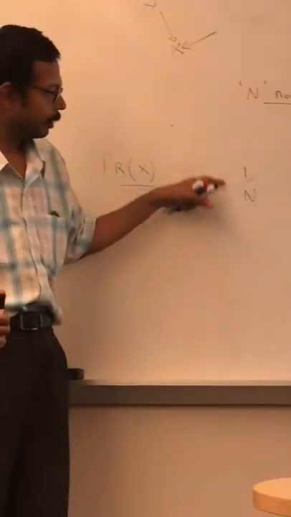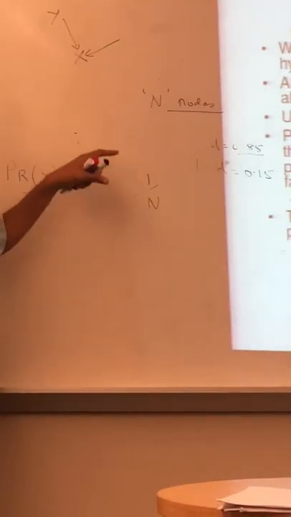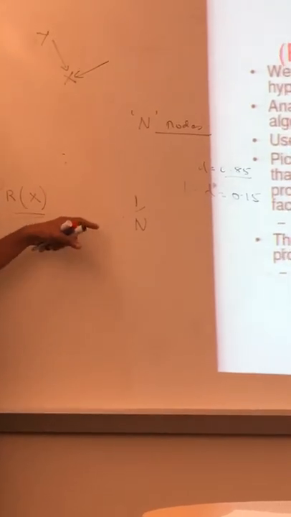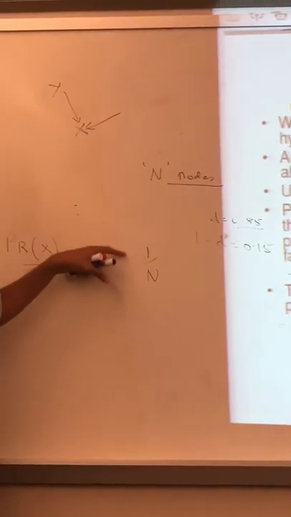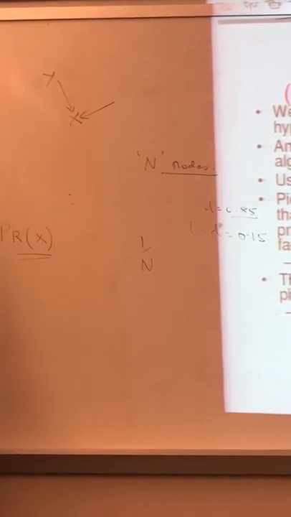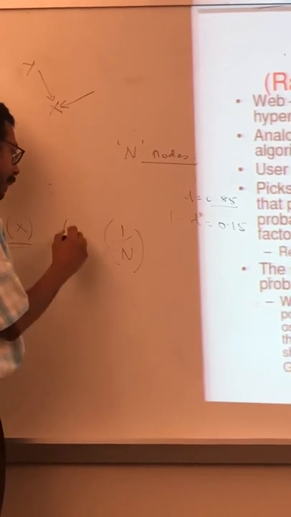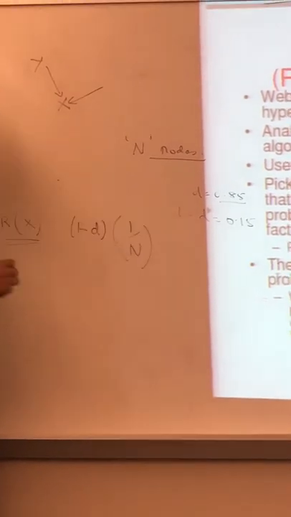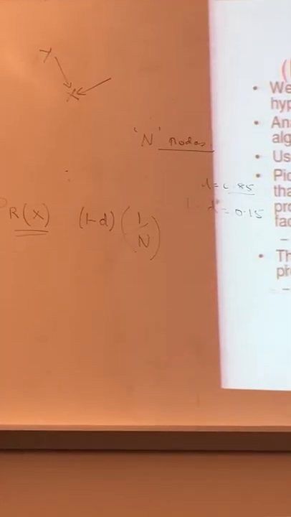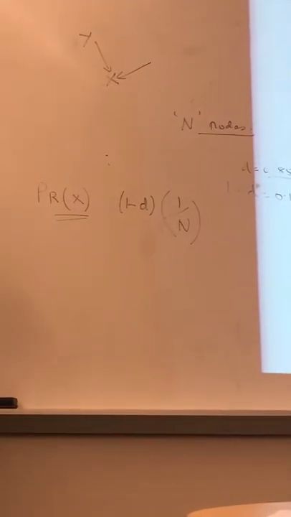So this jumping to a random page, this is the probability. Once you decide to jump, this is the probability that you will jump to a particular page, page X. Now, what is the probability for the jumping to happen? 1 minus D. So it is 1 minus D times 1 over N. You have to multiply the two probabilities.